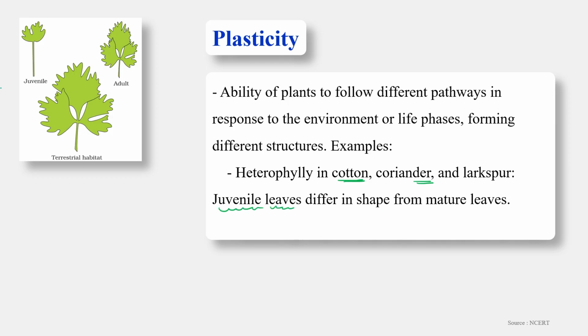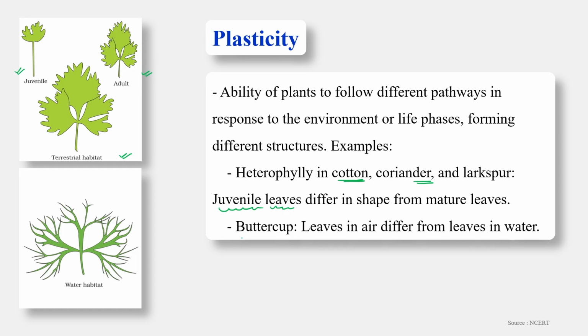You can just look over here. This is a type of structure of a leaf in juvenile form. This is in adult form, and these are the leaf types which are present in coriander under terrestrial habitat. Okay, so heterophylly means the juvenile leaf shows a difference if we compare it with the adult phase of the plant. Juvenile leaf differs in size from mature leaf.